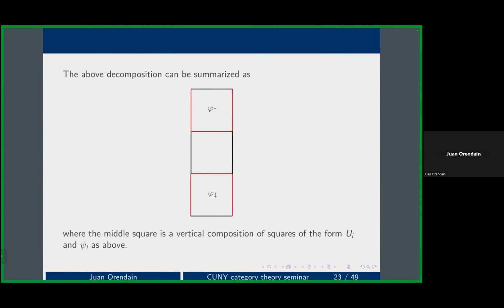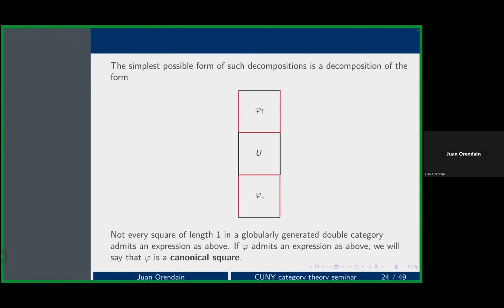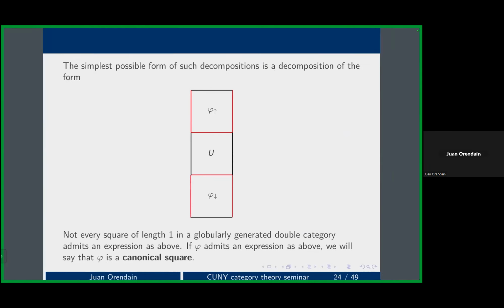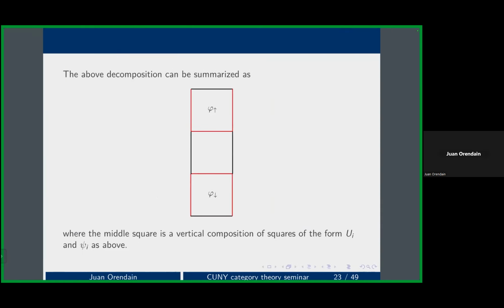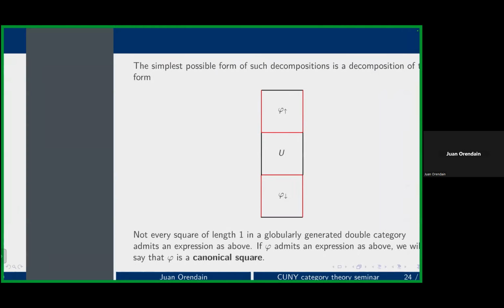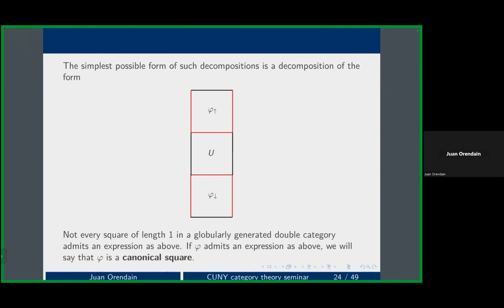And if we want a double category to be of length 1, then we want horizontal composition of squares of length 1 to be, again, of length 1. All right, now the simplest possible form of a decomposition like this would be to have the thing in the middle have just one square, one horizontal identity. So it would be something like this. This would be the simplest possible form of a length 1 decomposition of a length 1 square.